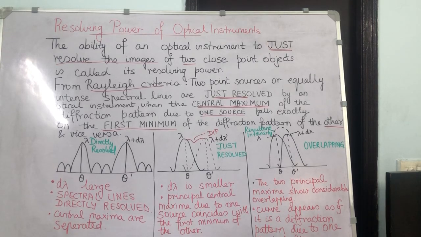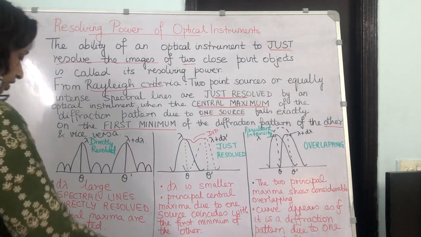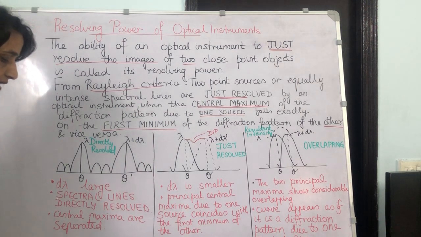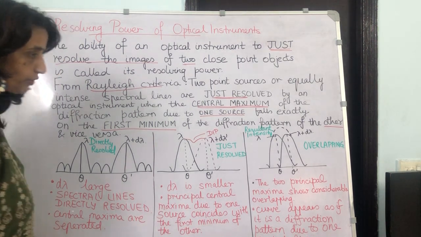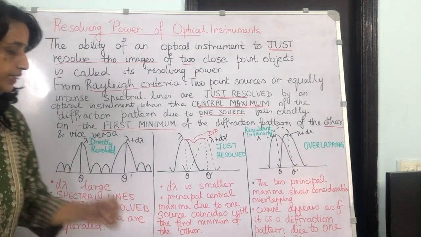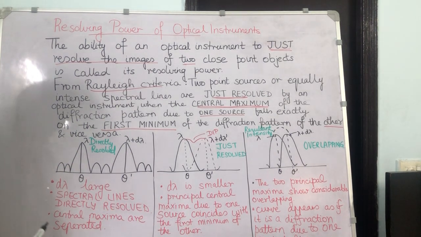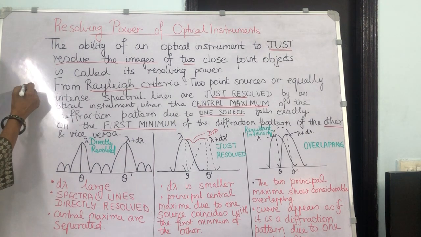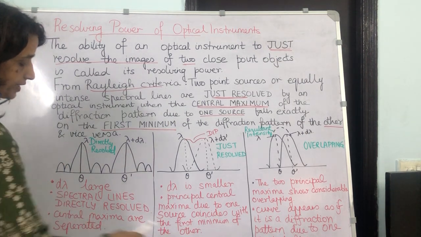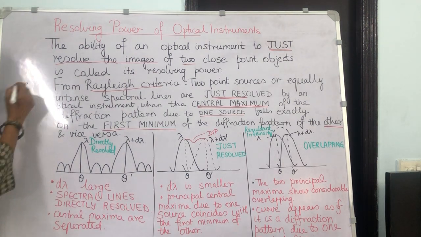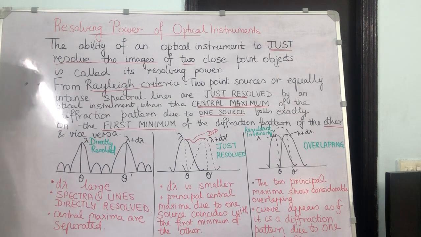Hello students, in today's lecture we are going to understand the resolving power of optical instruments and that of a grating. Firstly, what is meant by the term resolving power? To resolve means the capability of an optical instrument to see two nearby close objects as separate. Then we say that the image is clearly resolved. That means we are seeing them as separate.